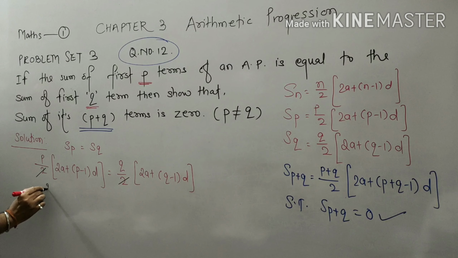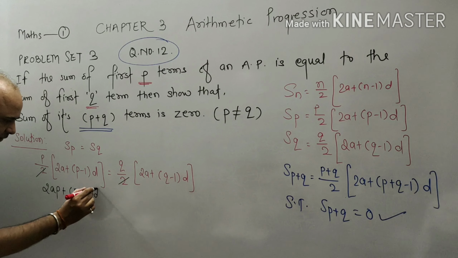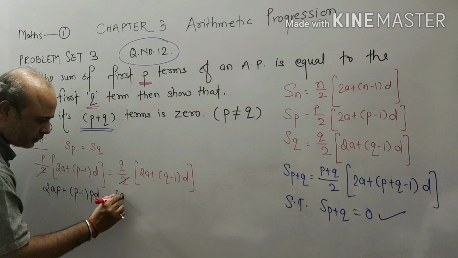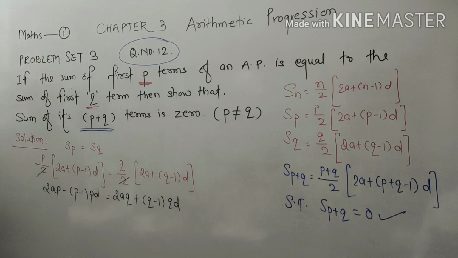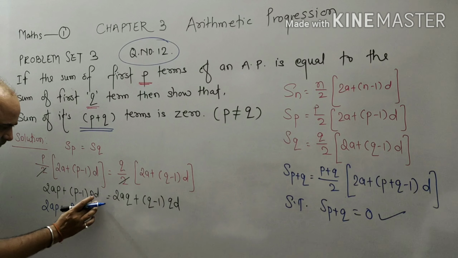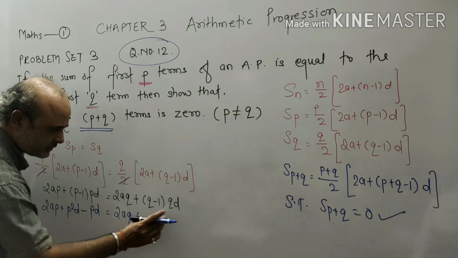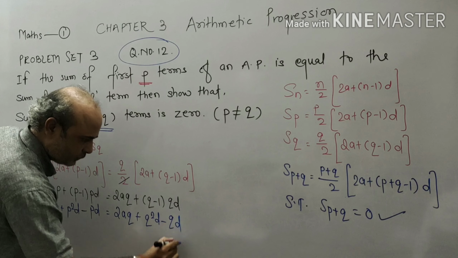Now multiply. You get what, student? 2ap plus (p minus 1) into pd. Clear, student? And this is equal to 2aq plus (q minus 1) into q into d, that is qd. Now you will multiply: 2ap plus pd into p, p square d, minus pd into 1, minus pd, and this is equal to 2aq plus qd into q, q square d, minus qd into 1, minus qd.